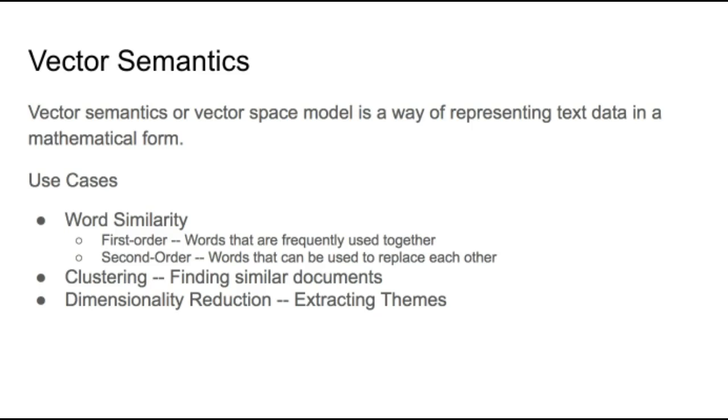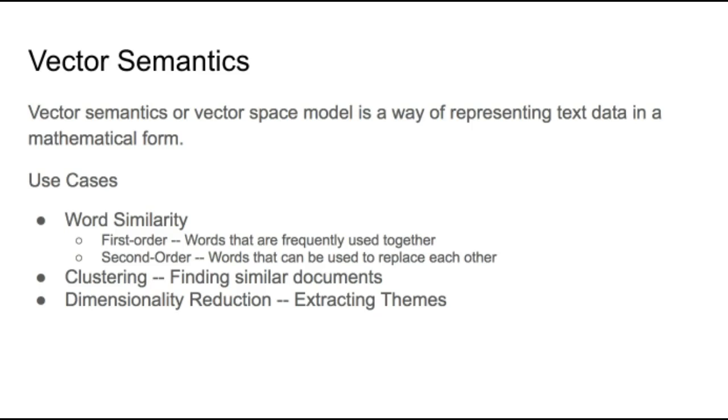For word similarity, there's both first order and second order. First order refers to words that frequently appear next to each other, such as how to, how come, and so on. Second order refers to words that can often replace each other, such as additionally or furthermore.